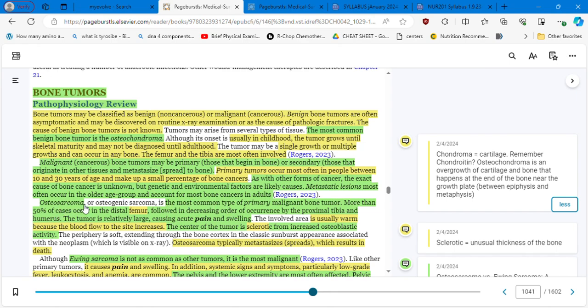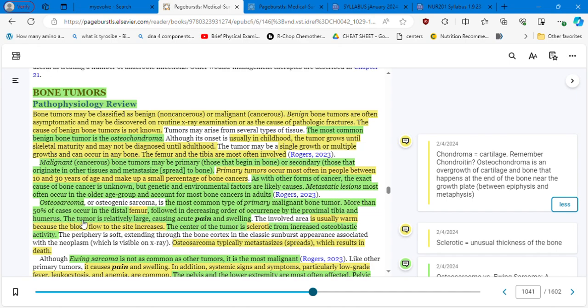Osteosarcoma, okay, is the most common type of primary malignant bone tumor. More than 50% of cases occur in the distal femur, followed in decreasing order of occurrence by the proximal tibia and humerus. The humerus is one of the upper extremities, right, in the arm.